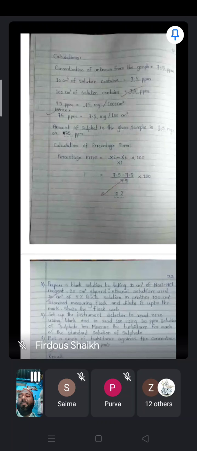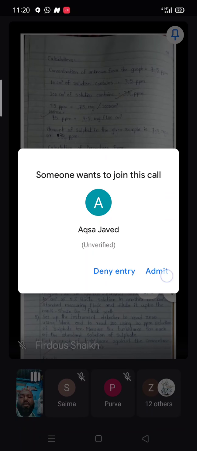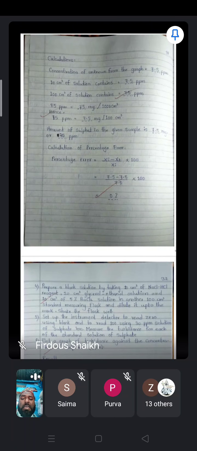The calculation is very simple. There is not too much calculation, just a simple calculation. 10 cm of the solution contains this much amount of the sulfate ion. Okay. Here the sulfate ion is mentioned. If you want, you can mention it. No worry about this.